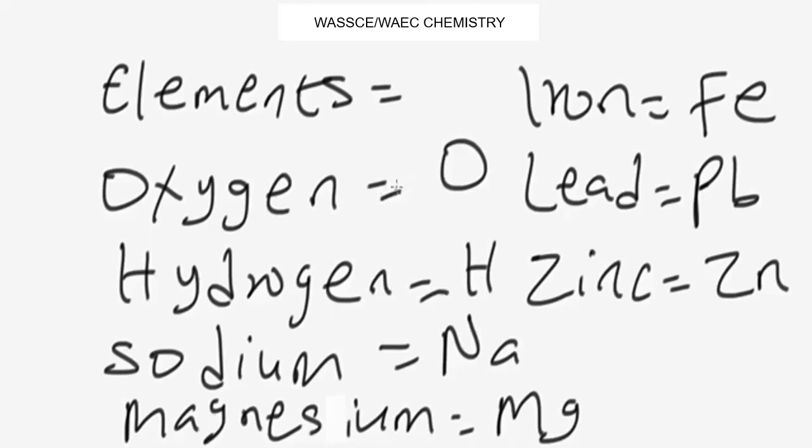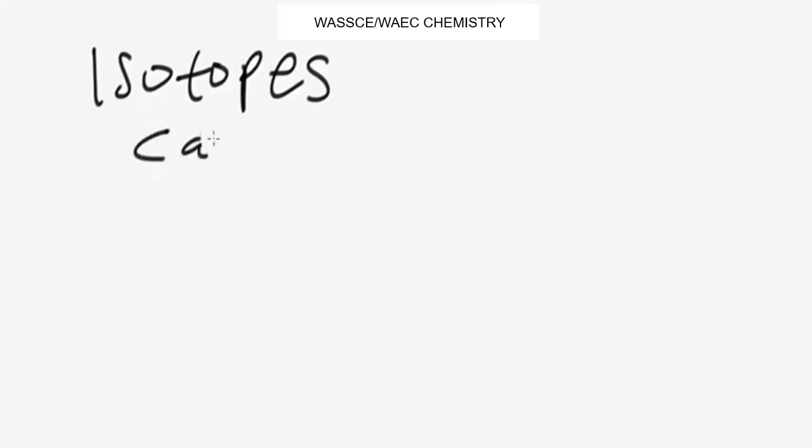This is where you mostly see your questions on the elements and isotopes for chemistry. So let's wipe this. Now we are looking at the concept of isotopes. Isotopes are simply atoms of the same element having the same atomic number but different mass numbers. A very popular example of a pair of isotopes are carbon-12 and carbon-13.